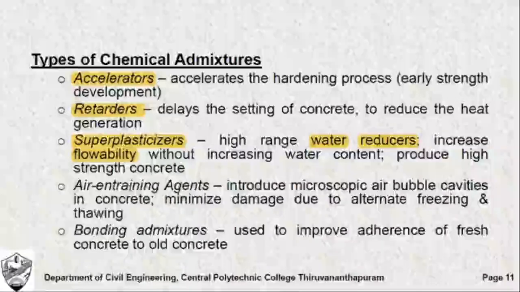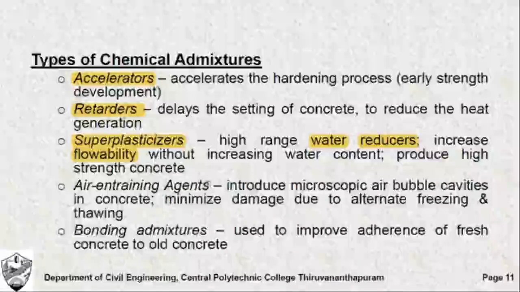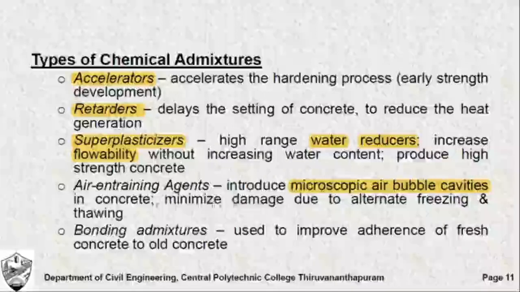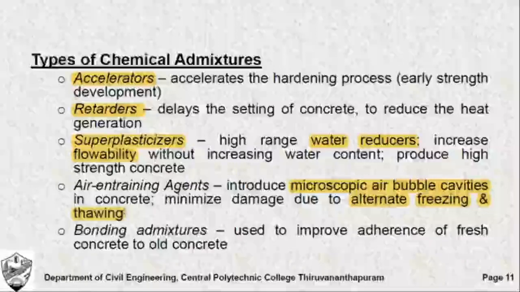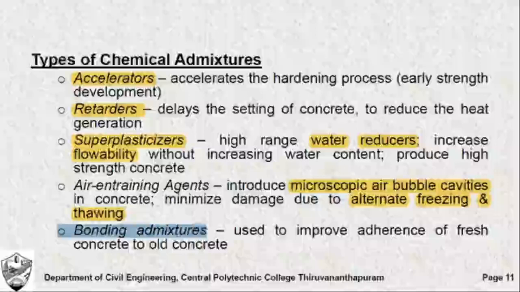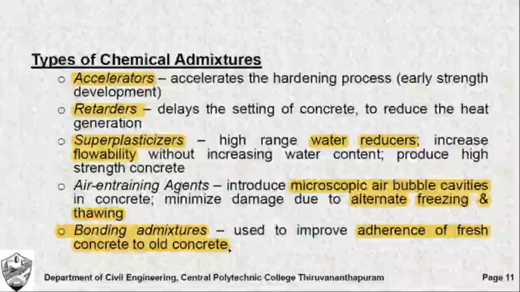Now the next one is the air entraining agents. These are specifically used in structures which are subjected to alternate heating and cooling conditions. They are meant to introduce microscopic air bubble cavities in the concrete structures. Very small air bubbles are added to the concrete, such that the effect of alternate freezing and thawing is minimized. Now coming to the bonding admixtures, it is another important admixture. It is used for the adherence of fresh concrete with old concrete. If you perform concreting over old concrete and you want a bond between the two, you use bonding admixtures.